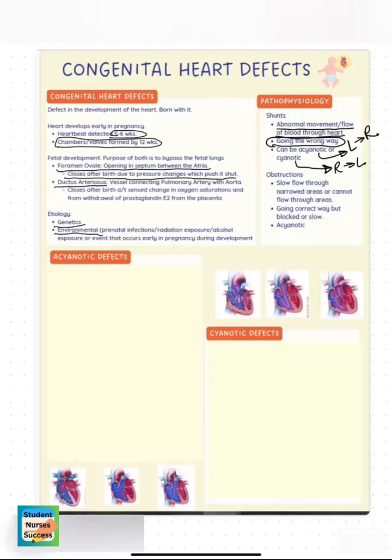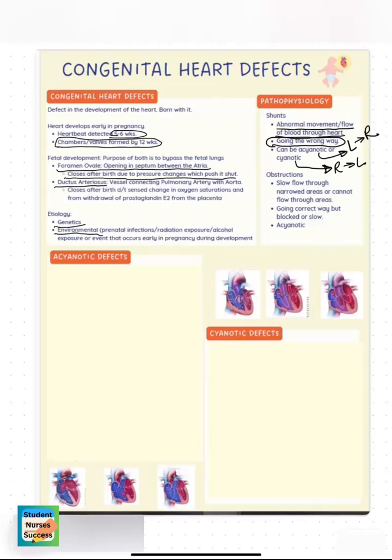In these particular cases, the problem is that since the blood is not going to the lungs, it's not picking up oxygen. So the oxygen content of the blood is not enough. And so in these particular cases, the baby may appear blue or cyanotic.